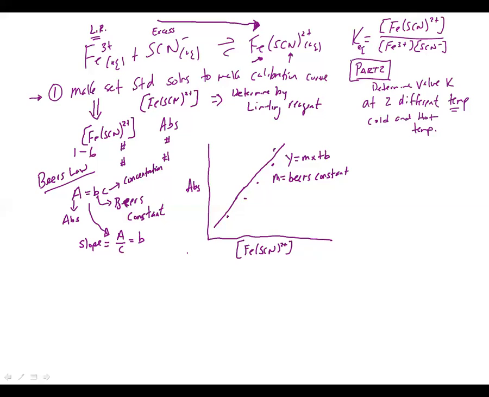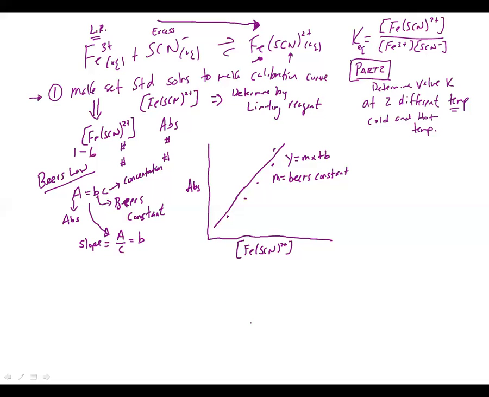Now, when you do that, if my memory serves me correctly, it should be a pretty big number in terms of Beer's constant, if I'm not mistaken. So it shouldn't be a small number. I think it should be a pretty big number when you do the graph. Any questions on the first part? So that's essentially the first part of calculating K, is to make the standard curve.